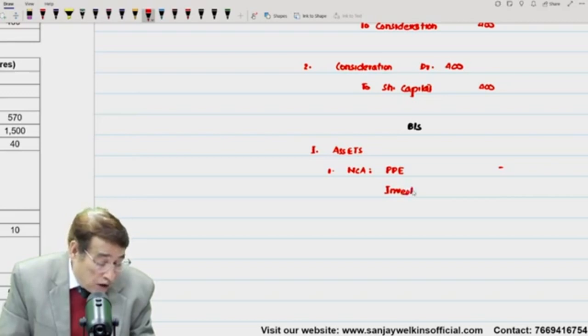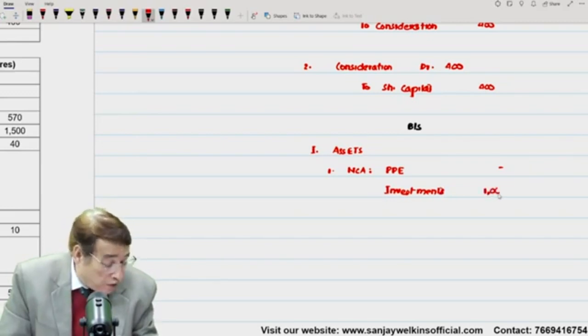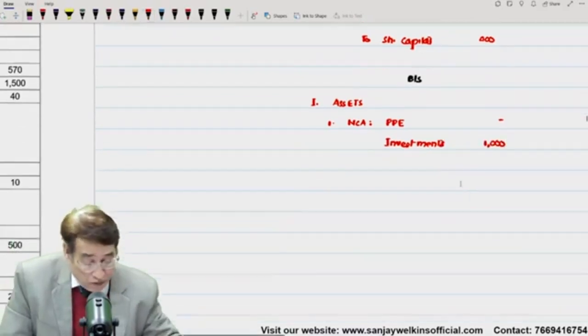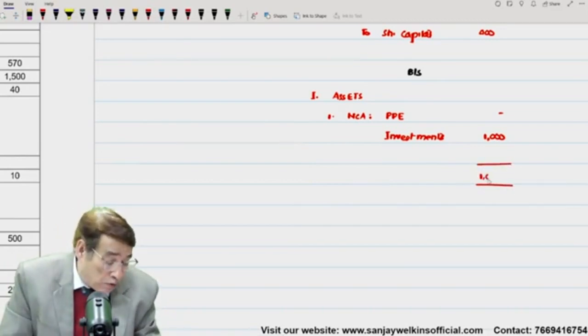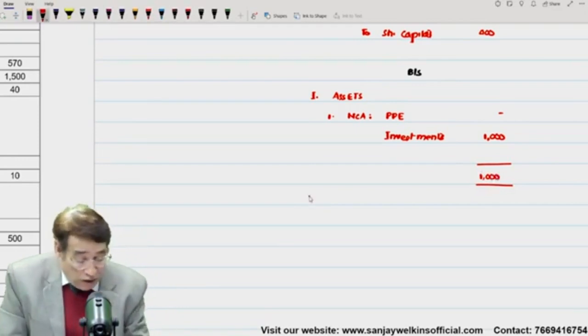So you will record the investments it took over, and we have to record it at 1000 fair value, that is. Besides, the total will be equal to 1000. No current assets have been taken over.